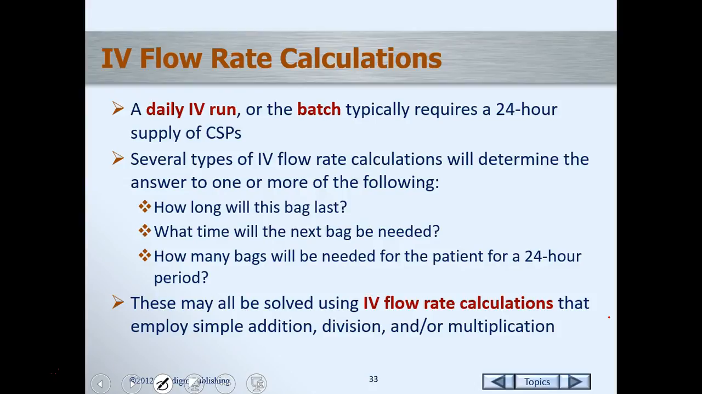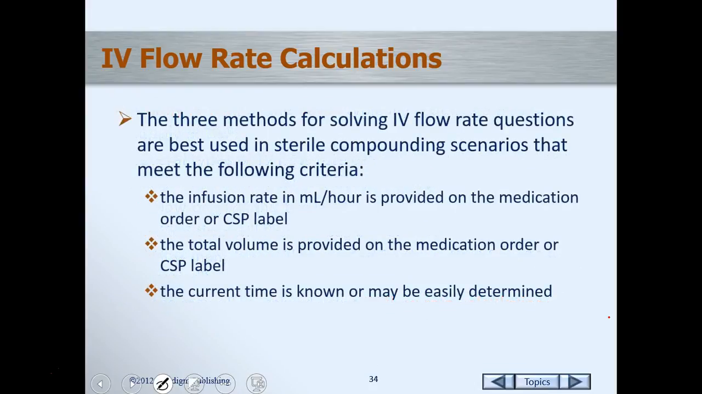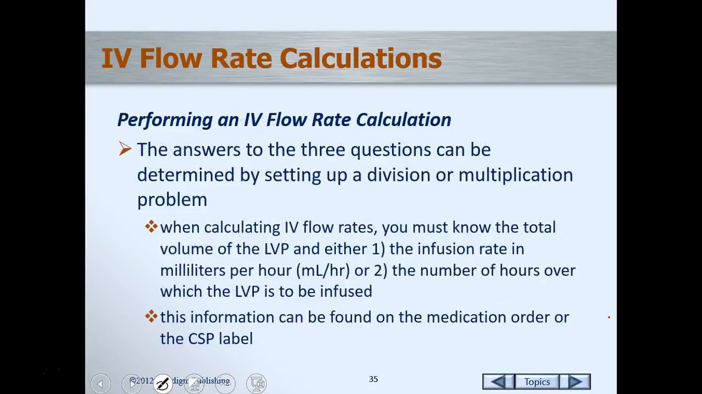Need-based calculations. So three methods for solving IV flow rate questions are best used in sterile compounding scenarios. The infusion rate in milliliters per hour is given on the CSP label, along with the total volume provided on the medication order or the CSP label, and the current time. So those are the items that we would need to find out how long this bag will last, or what time we need the next bag.